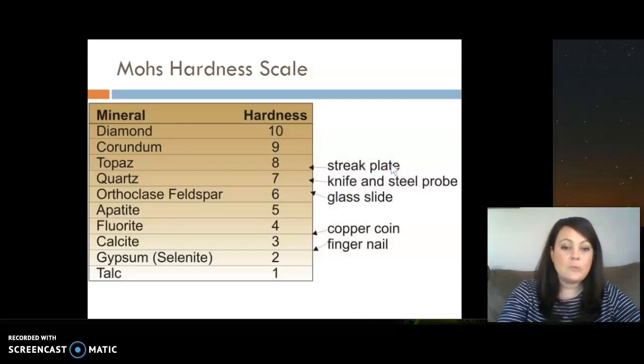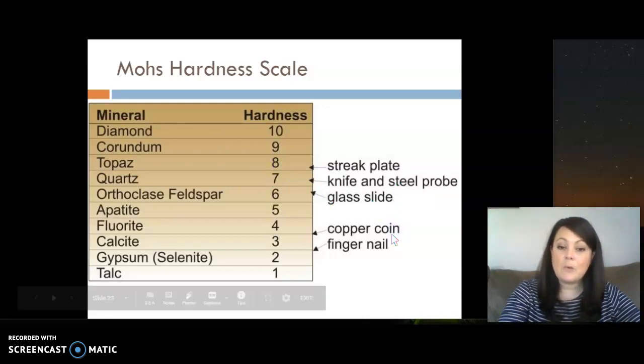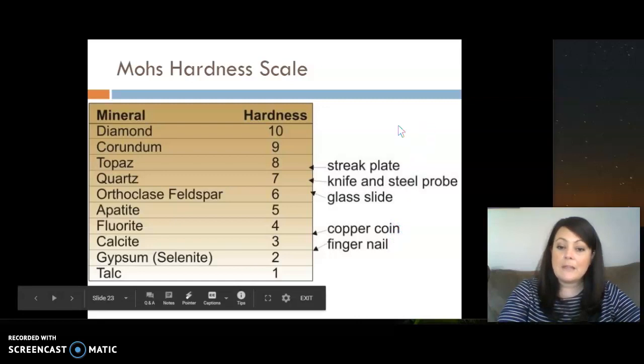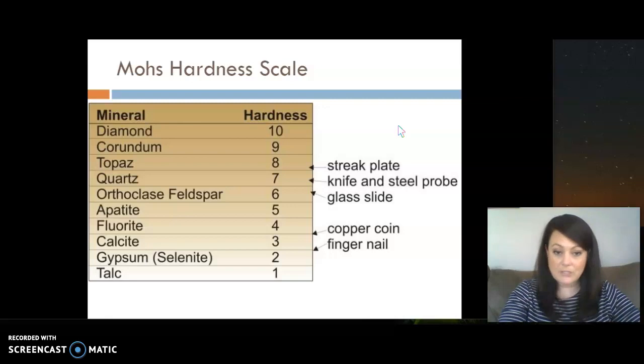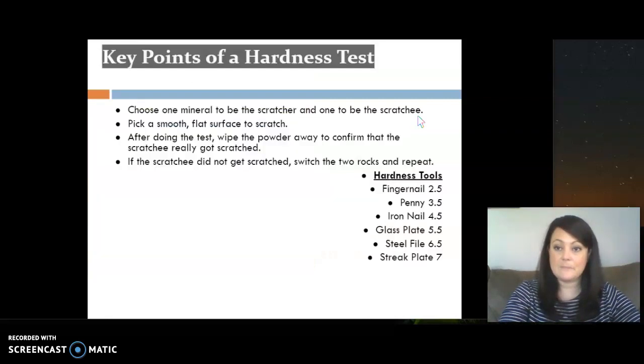You can see over here on the right we have a streak plate, the same streak plate that we use for doing the colored streaks, a knife and a steel probe, glass slide. So when we say that a diamond can cut glass, that is true. Copper coins, fingernails. At the bottom there, gypsum and talc are some of the softest minerals. You can actually just scrape them with your thumbnail and they will powder off and you can see them.